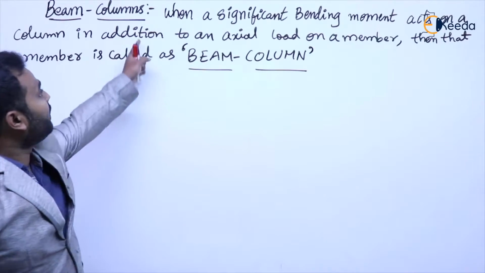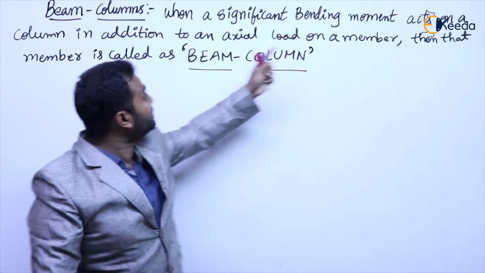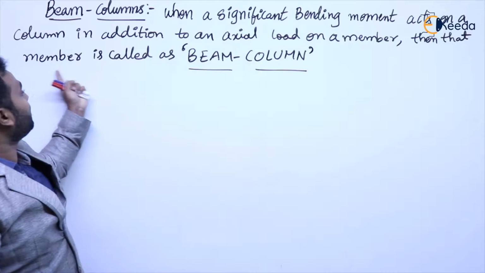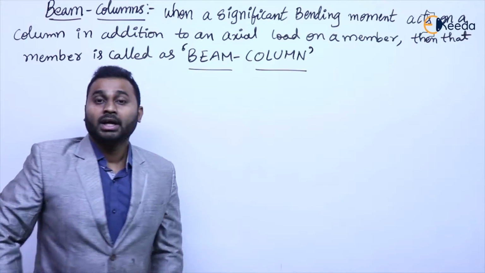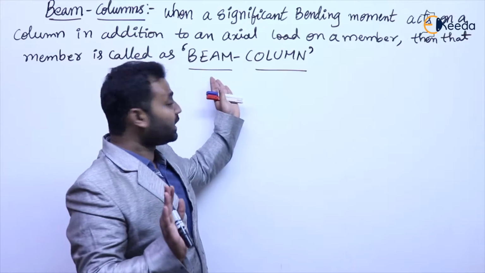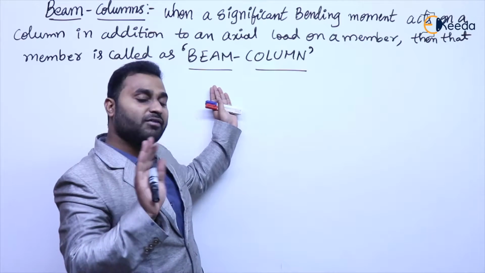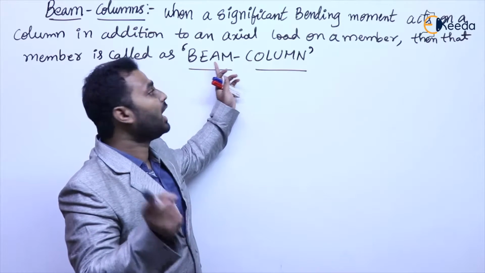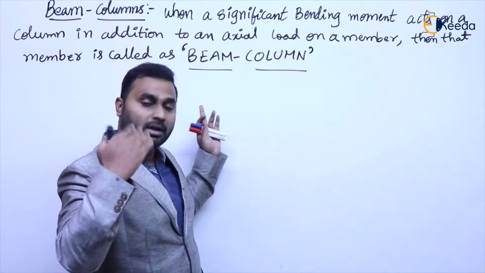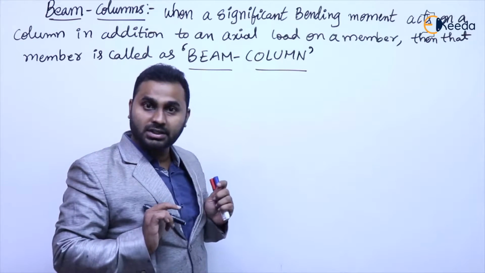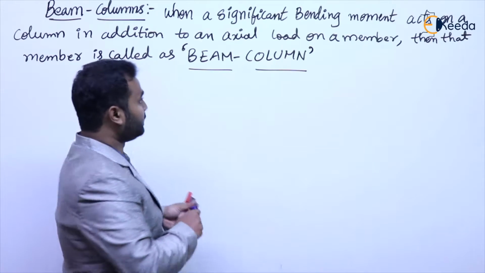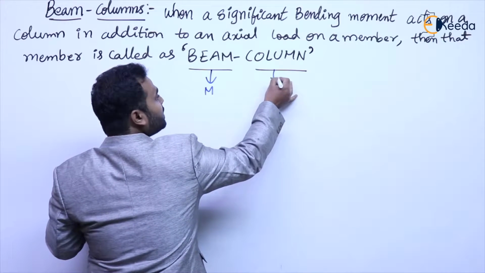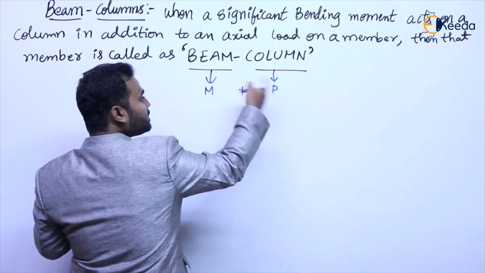Once again I read out. When a significant bending moment acts on a column in addition to an axial load on a member, then that member is called a beam column. Is that okay? The name of this member is self-interpreting. It means this member acts like a beam in some cases and a column in some cases, or both beam and column in some cases. Beam means it is mainly subjected to moment. Column means it is mainly subjected to axial force.